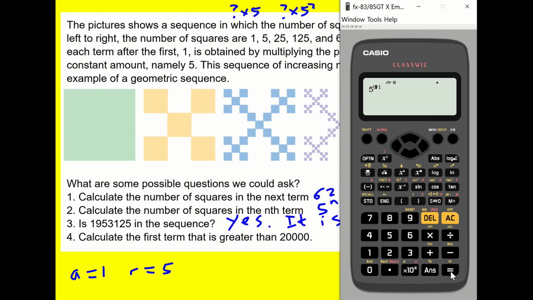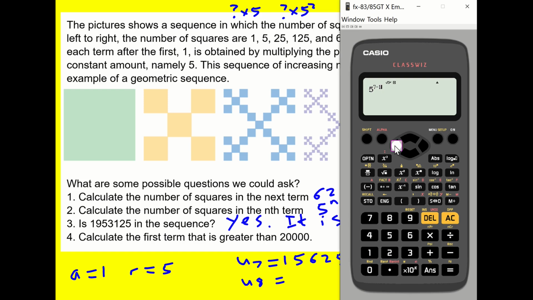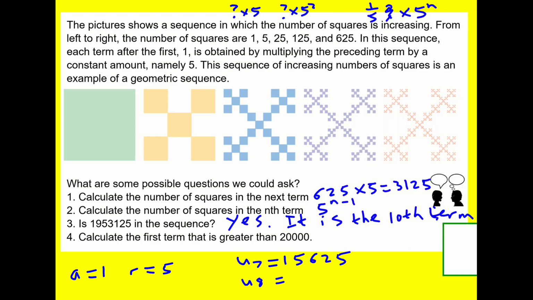Oh no, that's it, isn't it? The 8th term. So I should probably write down the smaller one. So the 7th term is 15,625. This is just showing that the 8th term is indeed going to be the first one that's greater than 20,000. There's not one before it that is. 78,125.